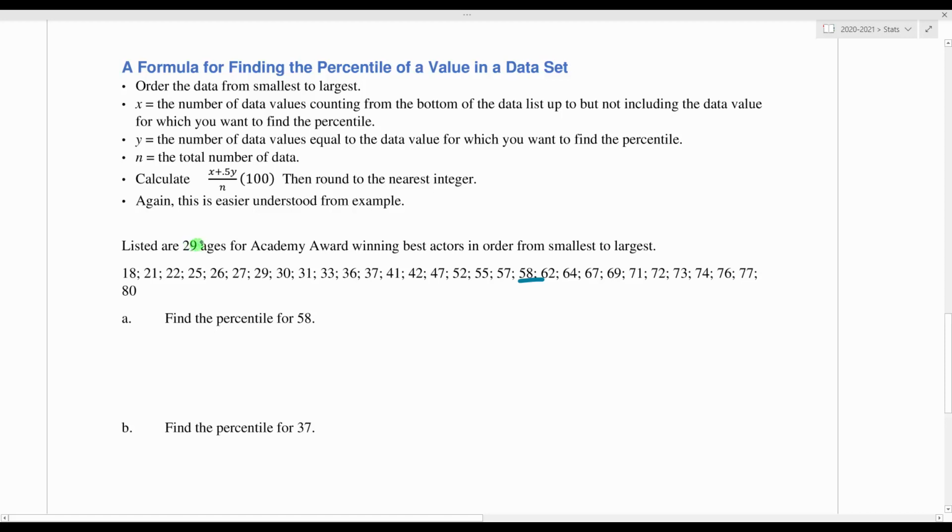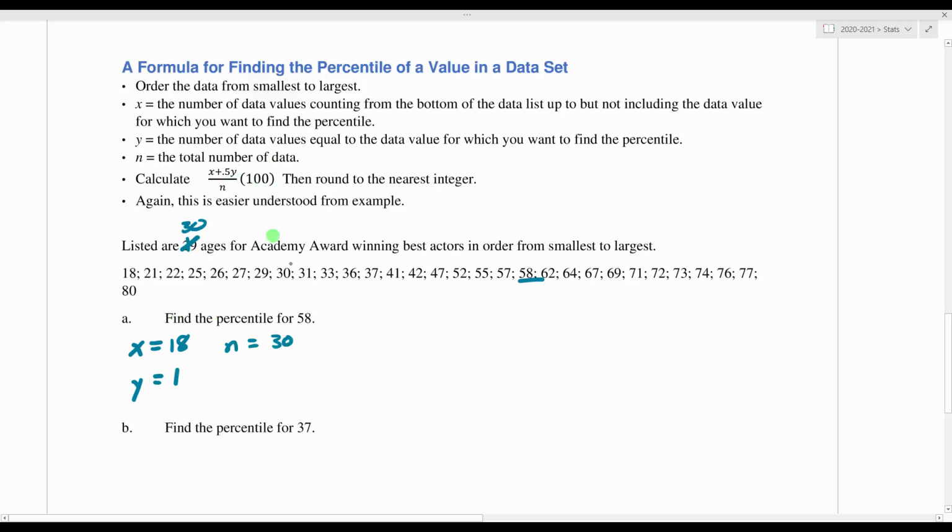N is the total number of data, so this should say 30. There should be 30 ages, so there's 30 pieces of data, and then we calculate this thing and we round to the nearest integer. So we could round up or round down with this process. Again, this is easier understood from an example, so let's just do one here. So we're looking at the percentile for 58. Here's 58 in my data, so I'm going to count up 1, 2, 3, 4, 5, 6, 7, 8, 9, 10, 11, 12, 13, 14, 15, 16, 17, 18. There's 18 ages that come before 58, so X is 18. Now 58 only occurs once in the data set, so there's no repeats of 58, so Y is going to be 1, and N is going to be 30, because there's 30 total pieces of data.